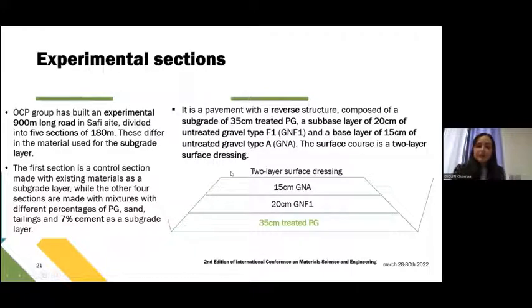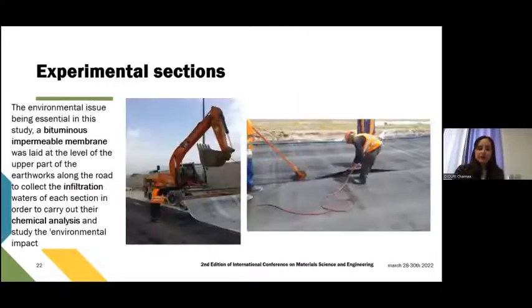It is a pavement with a reverse structure composed of a subgrade, as you see in green, of 35 centimeters treated phosphogypsum, a sub-base layer of 20 centimeters of untreated gravel type F1, a base layer of 15 centimeters of untreated gravel type A, and the surface course is a two-layer surface dressing.